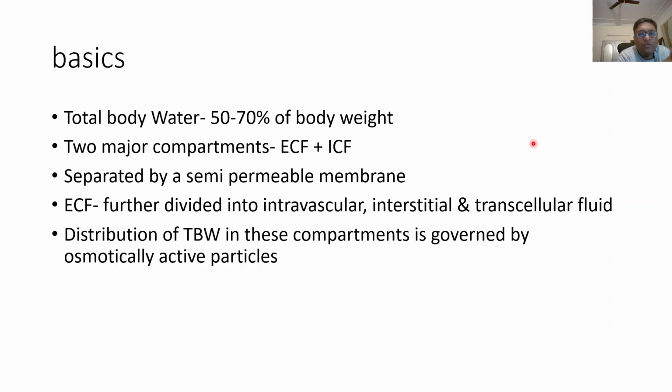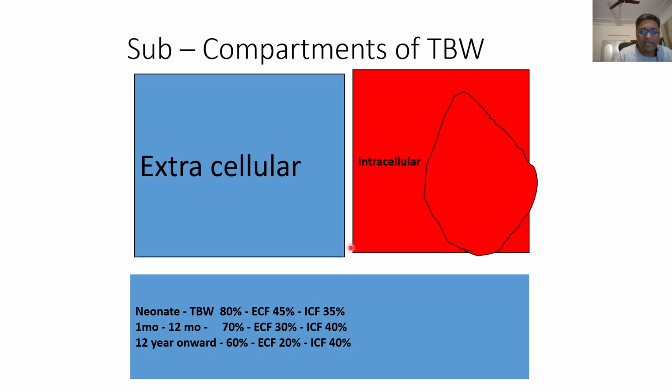So ECF, the extracellular fluid, is further divided into three: intravascular, interstitial, and transcellular fluids. All these compartments have slightly different concentrations of solutes, but the predominant difference between sodium and potassium is between ECF and ICF. The distribution of water in these compartments is important. What governs that? It is governed by osmotically active particles. They decide the relative distribution of sodium and potassium in various compartments. We'll go through each and everything. That is the relative distribution.